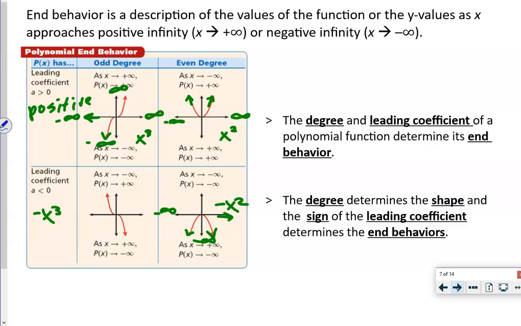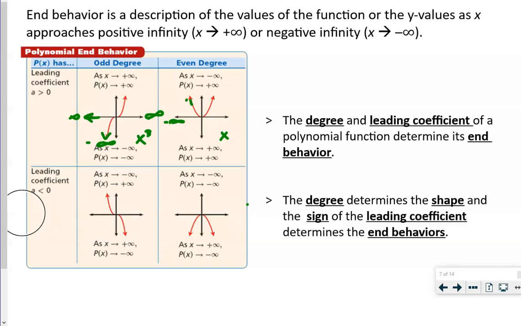So now we're going to talk about, let me erase this so we can actually talk through this. It won't be so confusing, okay? So we're going to talk about end behaviors now, okay?